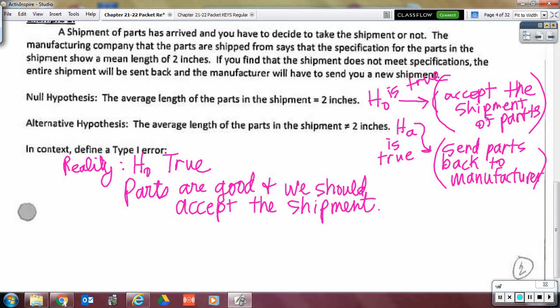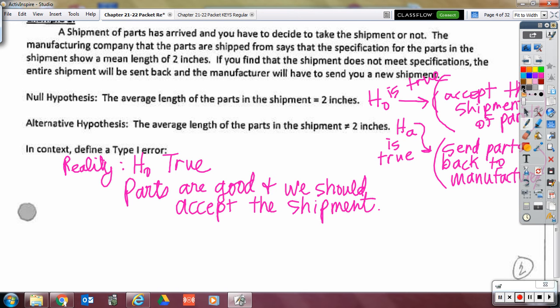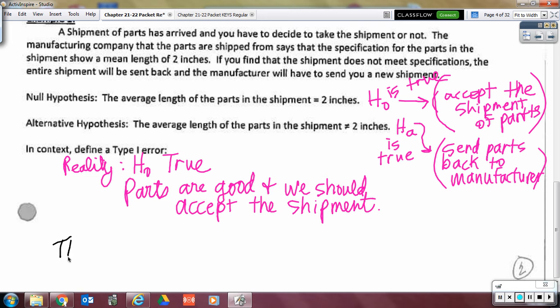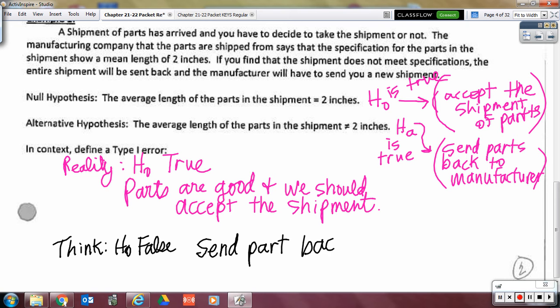But guess what? We got a really rare sample that makes us think that H0 is false and we should reject it. What happens if we think H0 is false and we reject it? We send the parts back. We think the parts are bad, faulty, and we send the parts back.